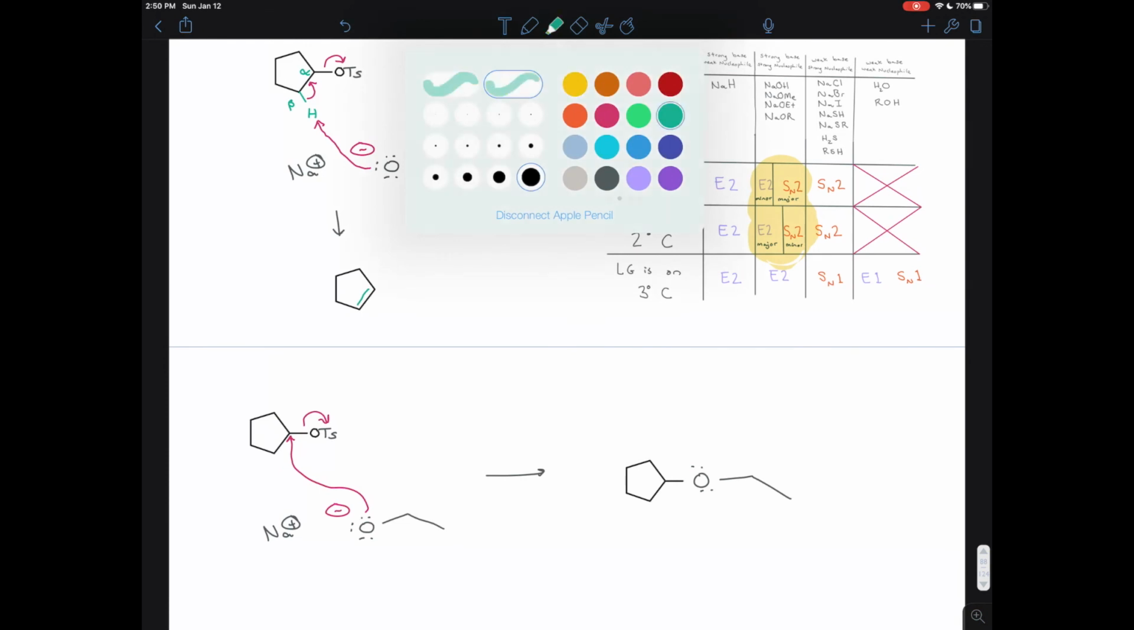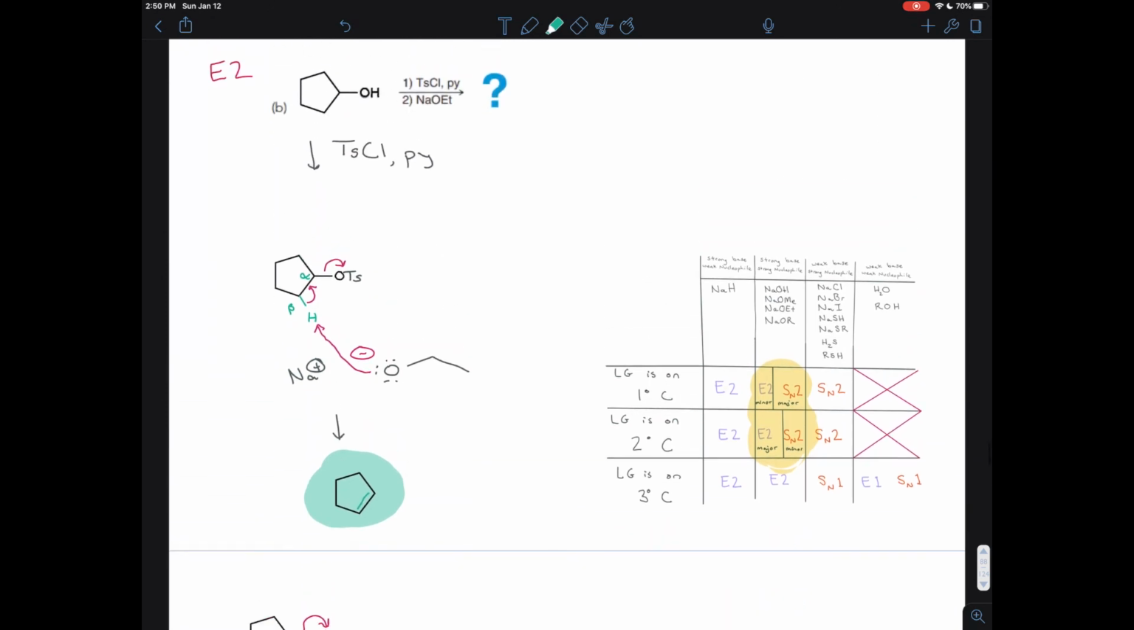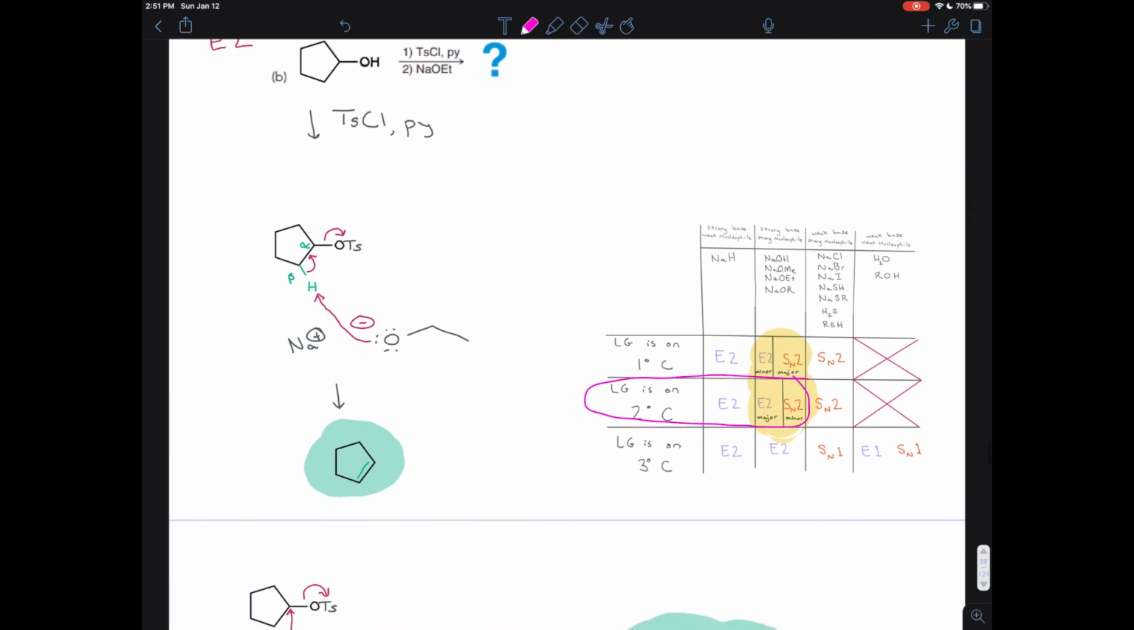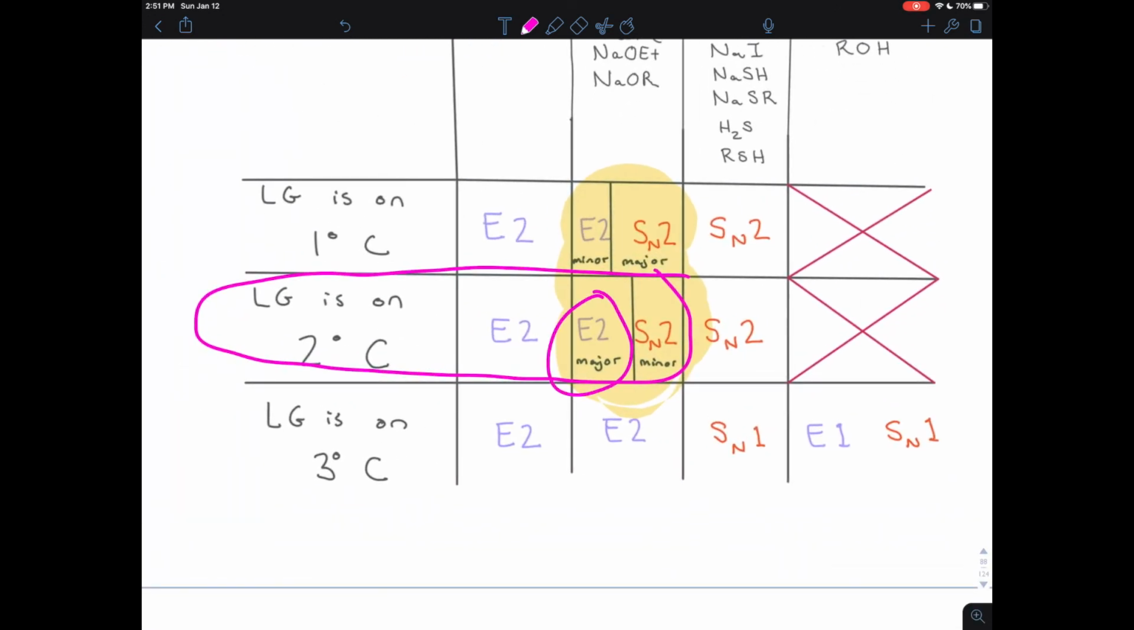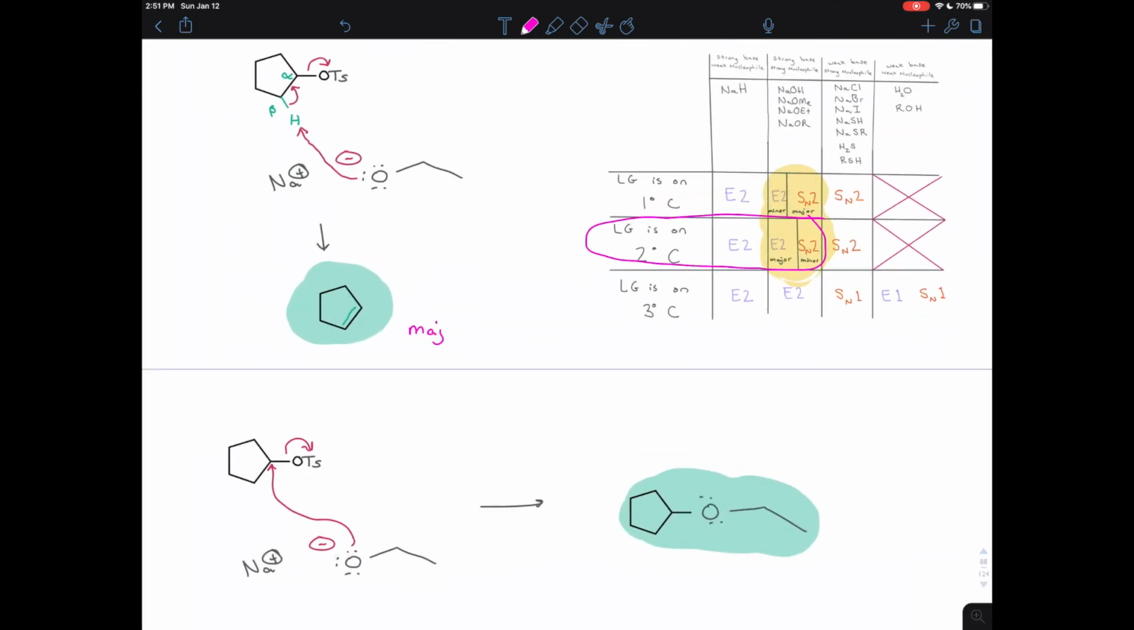So these are our two products here. This is our E2 product, our elimination product. This is our substitution product, our SN2 product. If you notice, the leaving group was on a carbon that was bonded to two other carbons. So the leaving group is on a secondary carbon. That means that here, our E2 product will be our major product, and the SN2 product will be the minor product. So this will be the major product, and this will be the minor product. If the leaving group were on a primary carbon, it would be the other way around.